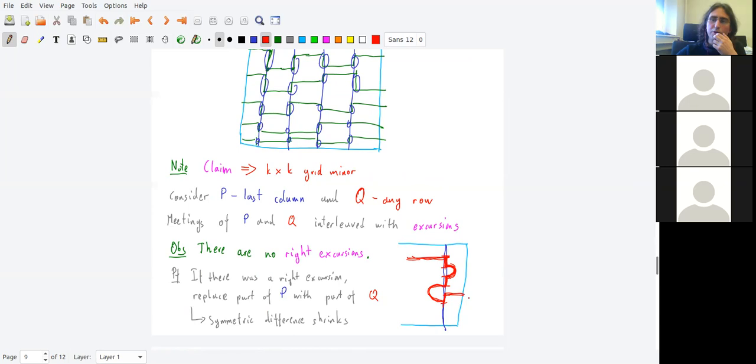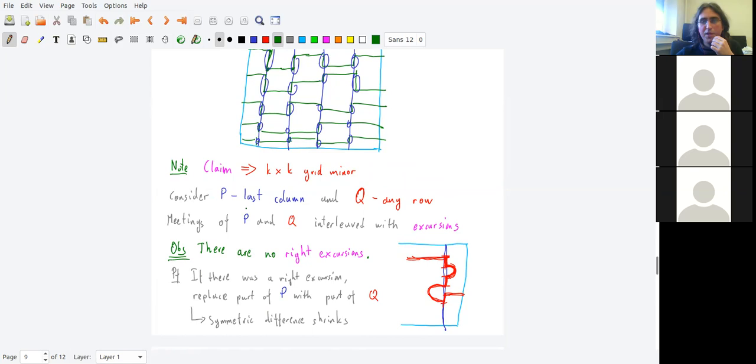Good. So I have left excursions and right excursions. The left excursions are excursions to the west of the last column, and the right excursions are excursions to the right. So first of all, I claim that there are no right excursions by our minimality assumption.